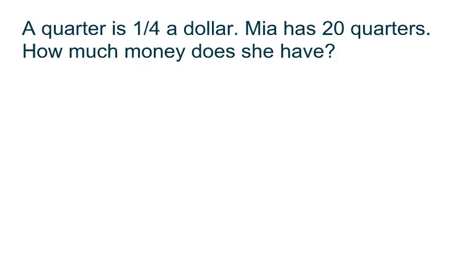A quarter is 1/4 of a dollar. Mia has 20 quarters. How much money does she have? Go ahead and solve this problem. How much money does Mia have? In order to solve this problem, we could write 1/4 20 times. If we wrote 1/4 20 times and then added them all up, because we do have a unit fraction, 1/4 20 times would give us 20/4.